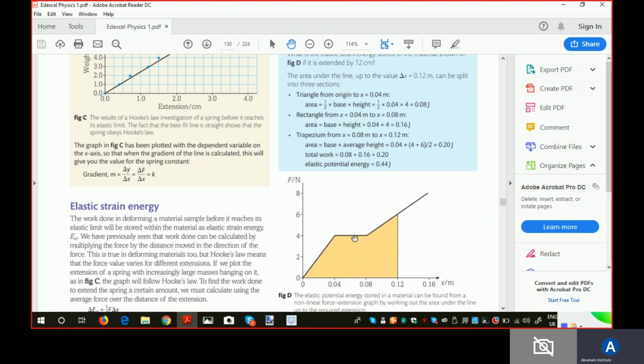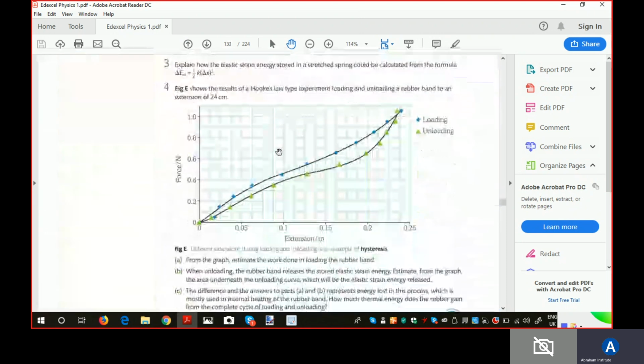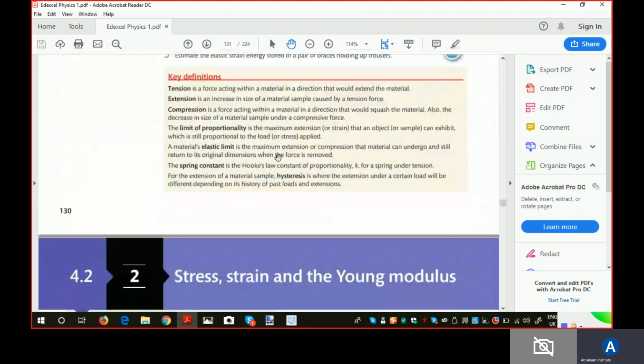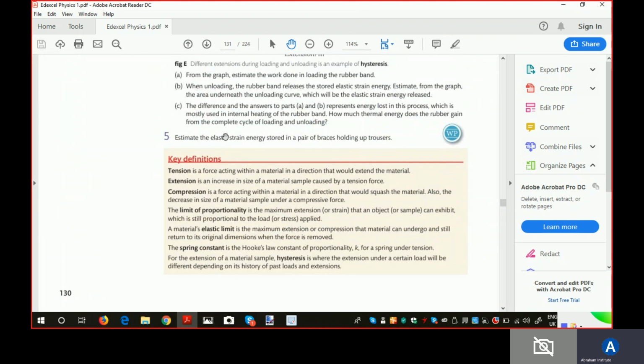You have two parallel sides, this side and this side. And in this case, this is a trapezium. The vertical line sides are the parallel sides. Okay, so that's the end of that part. There are some questions. Make sure you do all the questions, and these definitions are important. They tell you what is tension, extension, compression, limit of proportionality, elastic limit, spring. Graphs there above it.